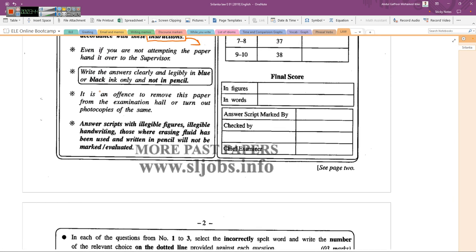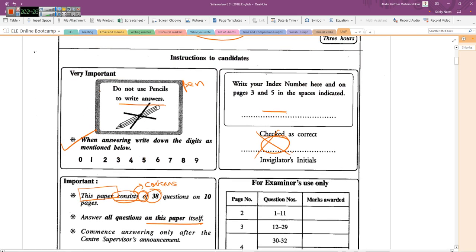Even if you are not attempting the paper, hand it over to the supervisor. Let's say you don't know any answer and you have just come for time pass to the examination. You cannot bring the paper with you after you finish your examination. You have to hand over the empty paper. Write the answers clearly and legibly in blue or black ink only, and not in pencil. That is what we have already seen.